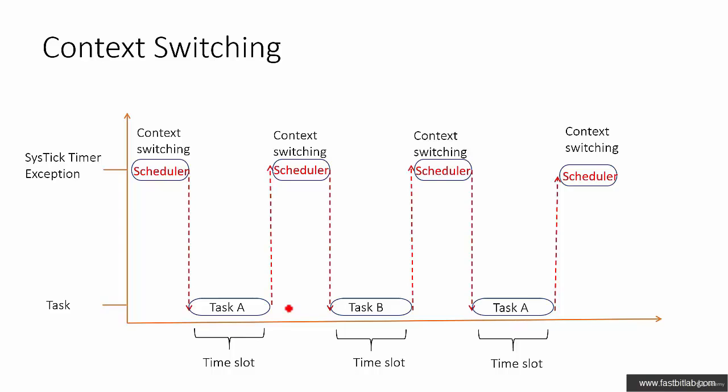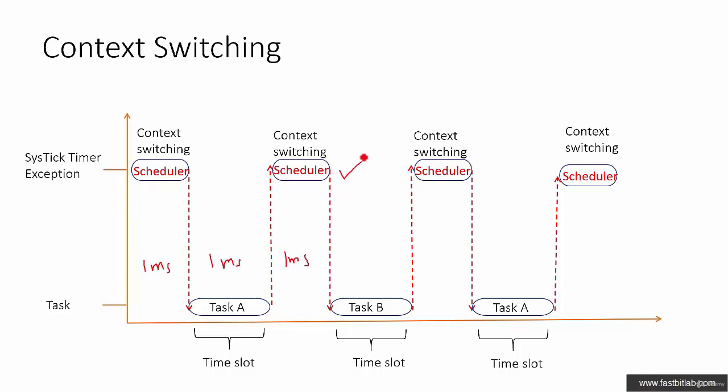Let's consider a scenario of multiple tasks. There are two tasks, task A and task B. Task A is currently running on the processor. After some time, you want to remove this task A from the processor, and you have to schedule task B. For this, you can use a scheduler. What you can do is you can make a scheduler run at a constant or fixed duration, let's say 1 millisecond. For every 1 millisecond, the scheduler code runs.